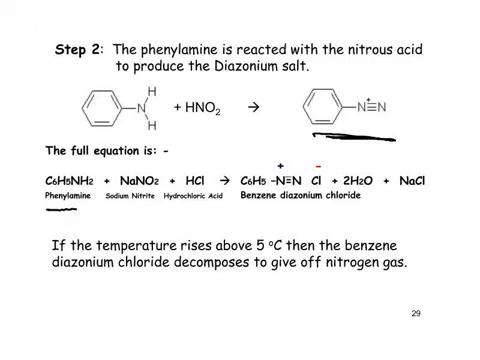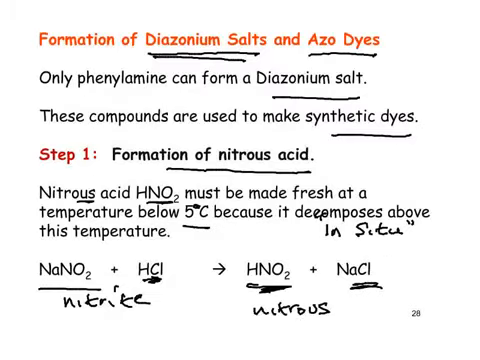And the full equation is the phenylamine plus these two chemicals that generate the nitrous acid gives this chemical, the benzene diazonium ion. Notice it has that positive charge, specifically on that nitrogen, and that's an ion. Going along with it there is the chloride ion. It also produces the water and sodium chloride that we saw on the previous page.